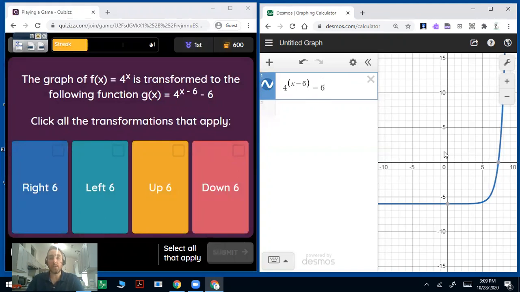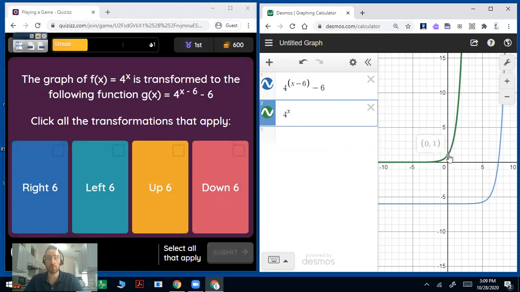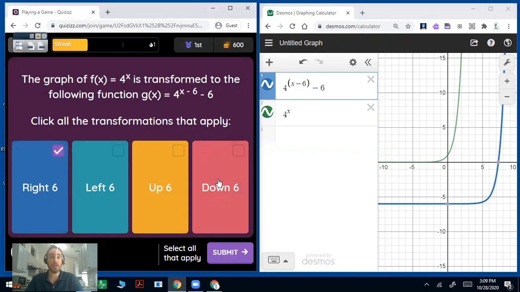Now let's take a look at what's going on. If I transformed it from 4 to the x power, you can see this graph went right and down. So it goes right 6 and down 6. So in the exponent, you'll see the minus 6, that's the right. If that were plus 6, it'd be left. And down here, minus 6 means down 6. If it were plus 6, it would be up. Right 6 and down 6.